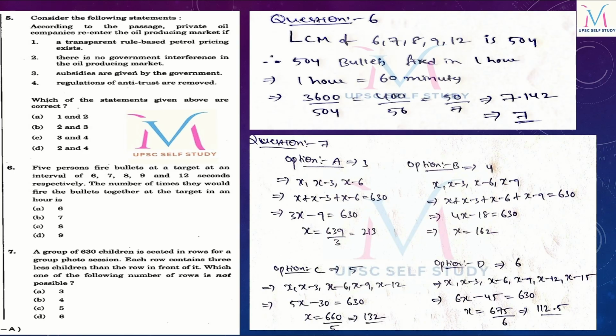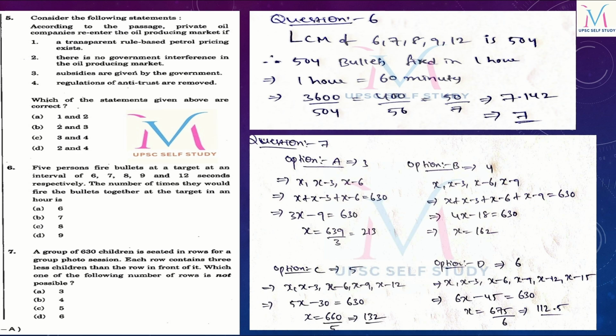Now we should check whether they are able to sit in 4 rows. So again same process. First row is x, second row is x minus 3, third row is x minus 6. Now the fourth row will be 3 less than the previous row, x minus 9. So if you add all these, x plus x minus 3, x minus 6, x minus 9, we get 630. So 4x minus 18, and if you calculate x, we get 162.